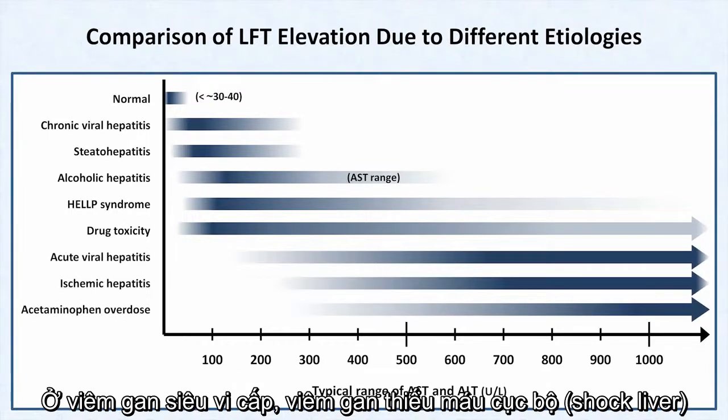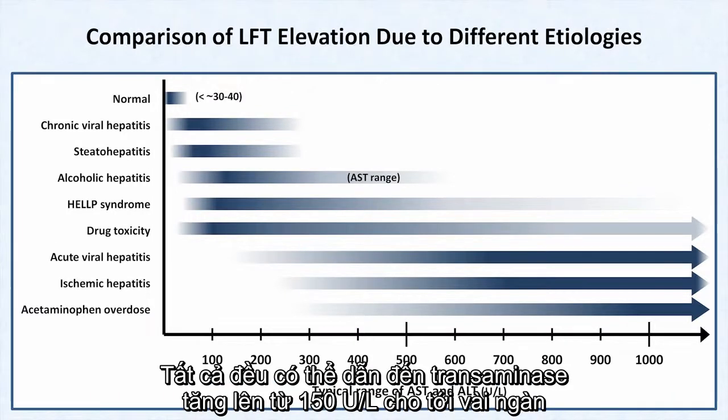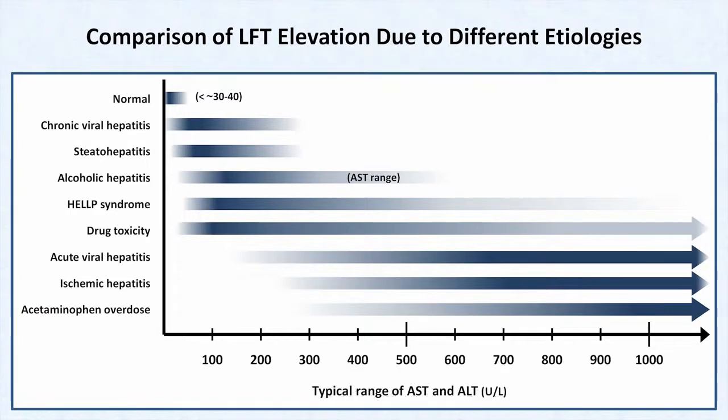And then acute viral hepatitis, ischemic hepatitis, known colloquially as shock liver, and acetaminophen overdose, all can result in transaminases ranging from the mid-hundreds to the many thousands.